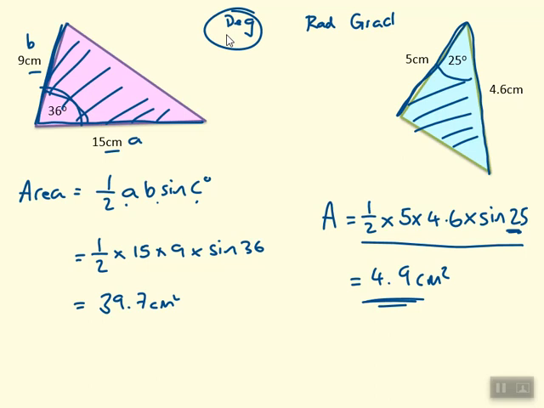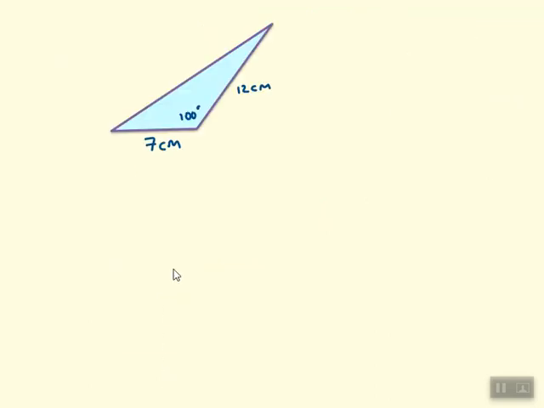Don't pause the video just yet. Hang on a second. Okay, so what I want you to do is work out the area of this triangle. That's 12 centimeters, that's 7 centimeters, and the angle between them is 100 degrees. So work out the area of that triangle. Pause the video, do it, and then unpause the video and see if you get it right.